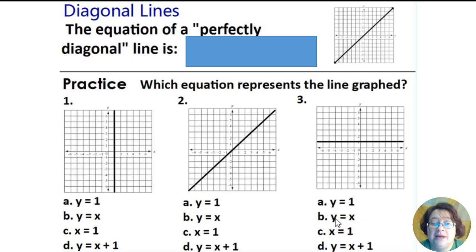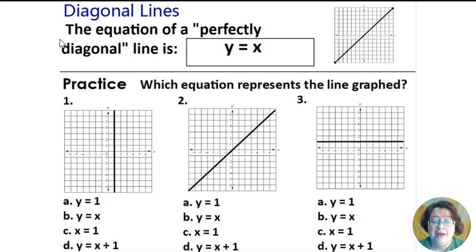For a diagonal line, the equation of a perfectly diagonal line is y equals x. And perfectly diagonal means it goes through (0, 0), (1, 1), (2, 2), (3, 3), and on the other side as well, (-1, -1), (-2, -2), (-3, -3), and so on.